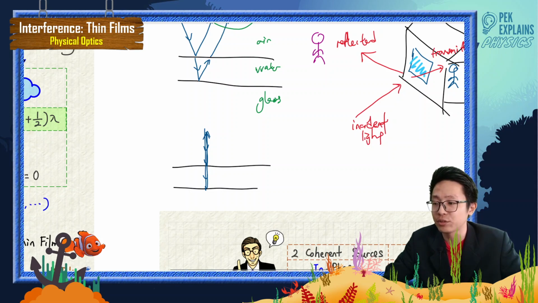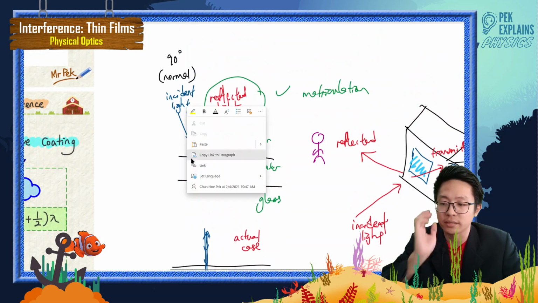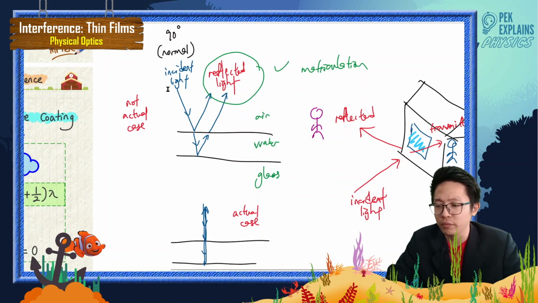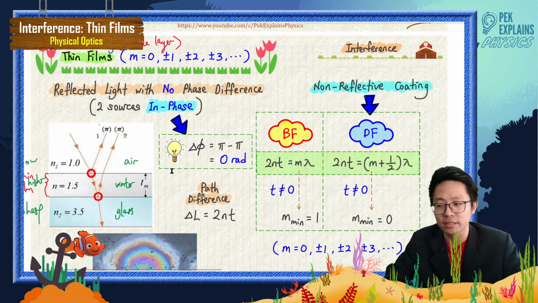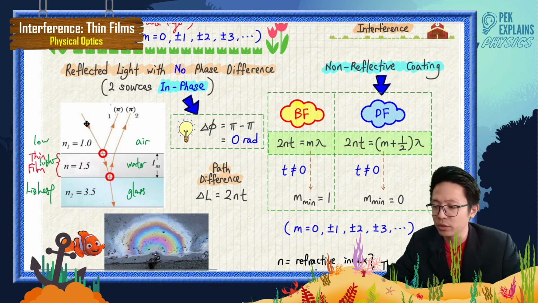Actually, this is the actual case. The actual case is this one. This is not the actual case. But why do we draw the line at an angle like that? When we draw the angle, this is not the actual case. But why do we draw the angle like that?